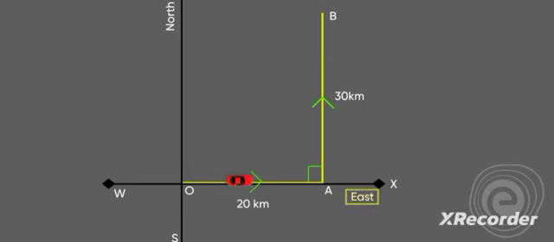A car travels to the east for about 20 kilometers and then takes a 90-degree left turn and continues to move for another 30 kilometers. What is the displacement of the car with respect to the starting point? Let us take the starting point of the car as origin. Then the travel of 20 kilometers along the east would be along the positive x-axis, and a 90-degree turn to the left would navigate the direction to the north. Now, moving 30 kilometers ahead would result in a point B that has the position vector OB.